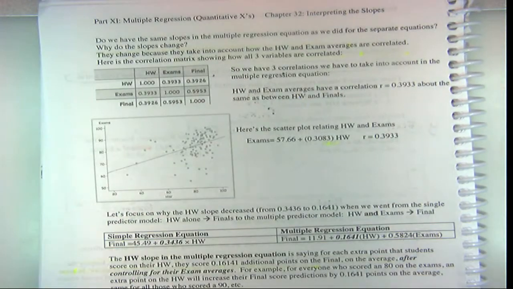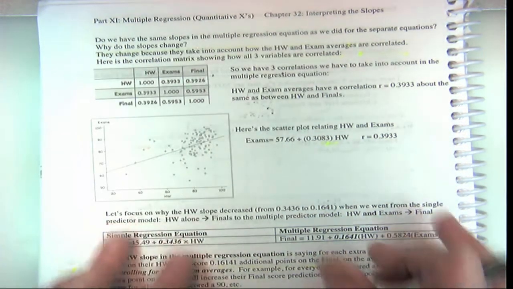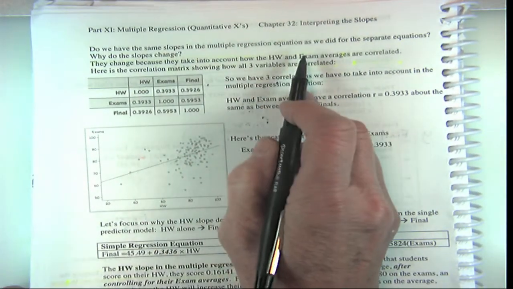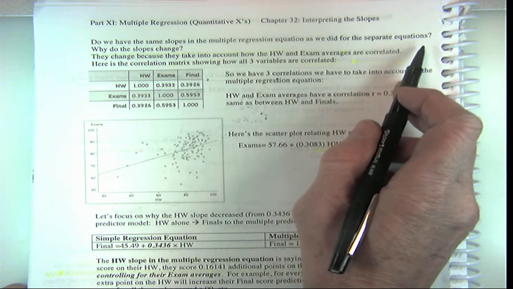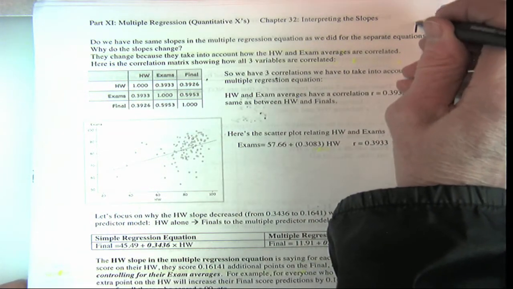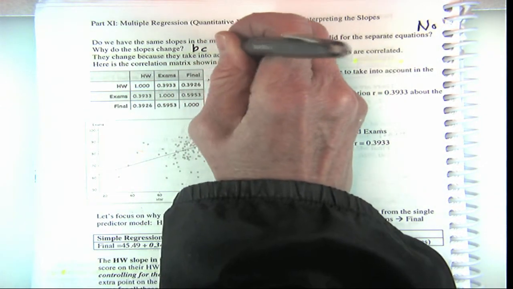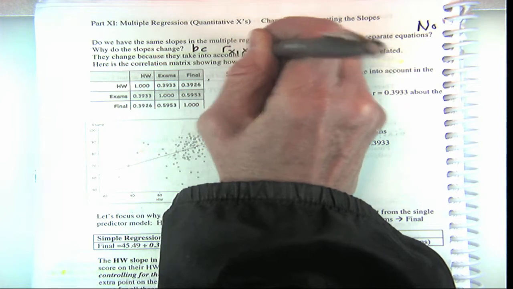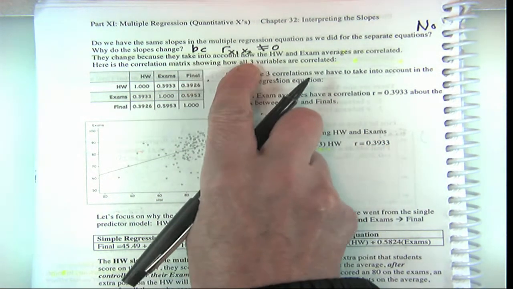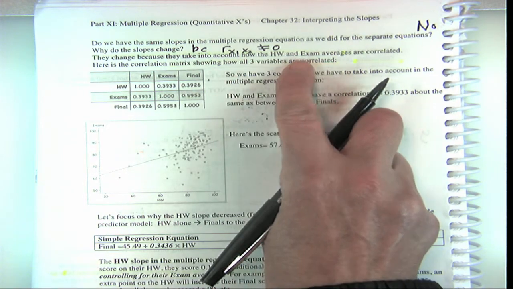Now, all right. So let's look more carefully at this. And do we have the same slopes? I'm just repeating myself, in the multiple regression as we did. No, we don't. And why did they change? Because they were correlated. Okay? They change because they take into account how they're correlated.